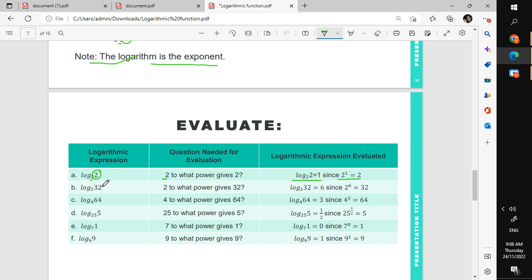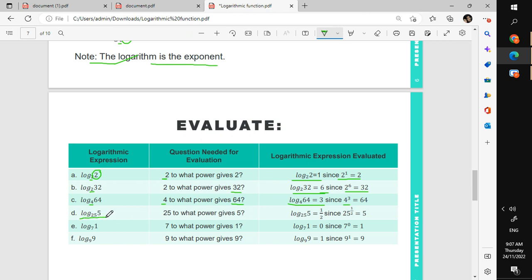Next, we have the log of 32 to the base 2. Our base is 2. So you think of the exponent or the power of the base 2 to have an answer of 32. 2 to what power gives 32? That is 5, since 2 raised to 5 is just equal to 32. Hence, the log of 32 to the base 2 is just equal to 5. Next, we have log of 64 to the base 4. Our base is 4. So 4 to what power gives 64? That is 3. Since 4 cubed or 4 raised to 3 is just equal to 64. Hence, we can say that the log of 64 to the base 4 is just equal to 3.